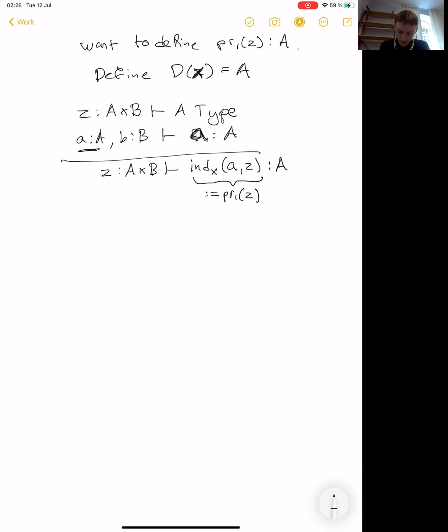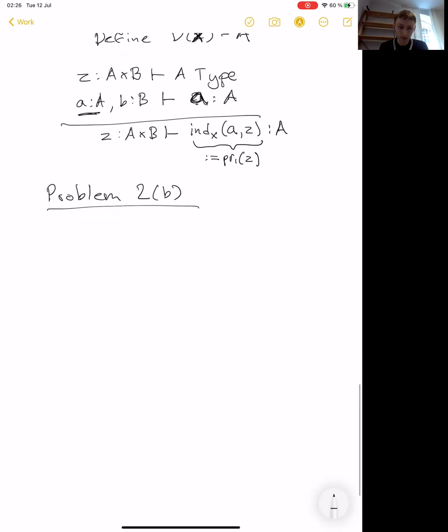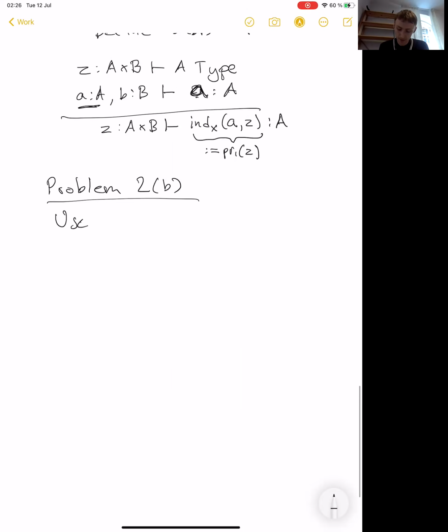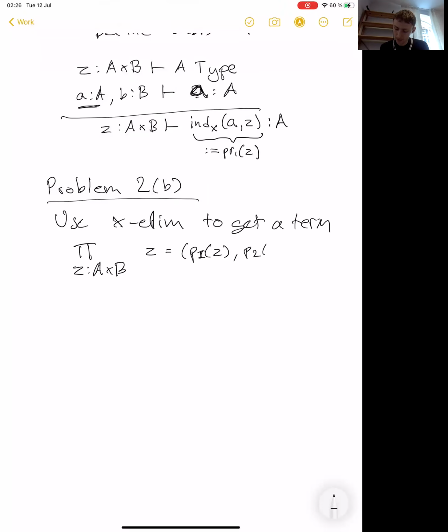All right, but there was a second problem here. Let's call it 2B. And what was that? Use XLIM to get a term of the following type: for z in A cross B, z is equal to the pair of P1 applied to z and P2 applied to z.